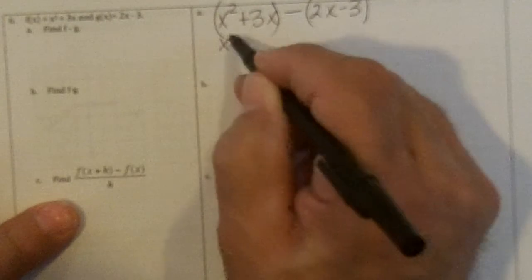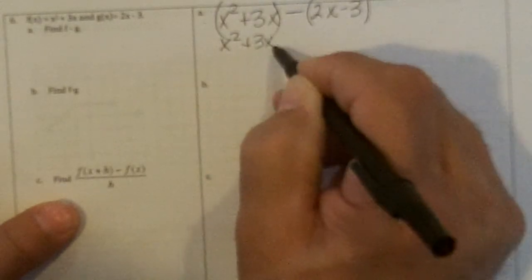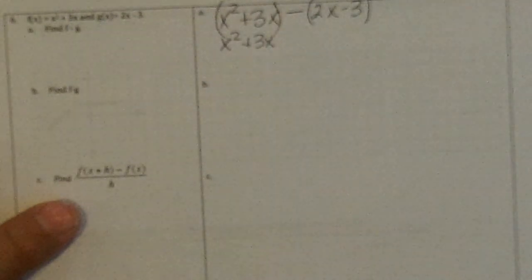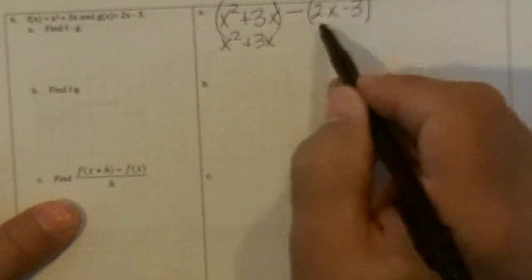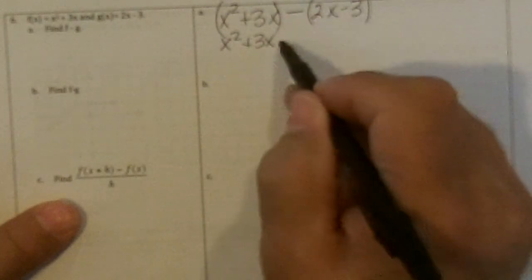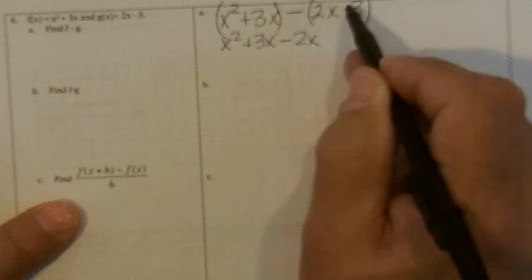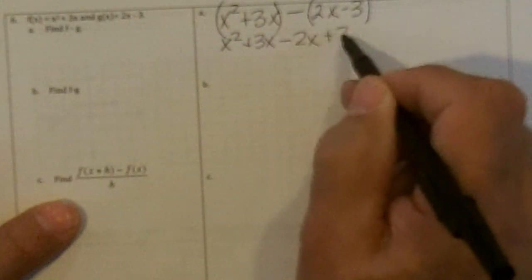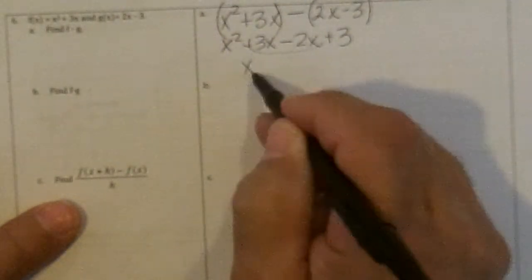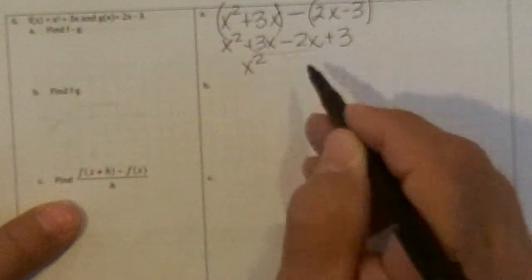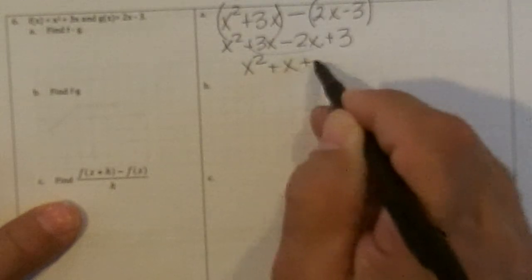Is there anything to distribute here? Nope, so it's still x squared plus 3x, and I understand you thinking that was useless to put the parentheses. But here it says subtract all of this, so we got to subtract 2x, and subtract a negative 3, which is plus 3. Combining the like terms, we get x squared plus x plus 3.